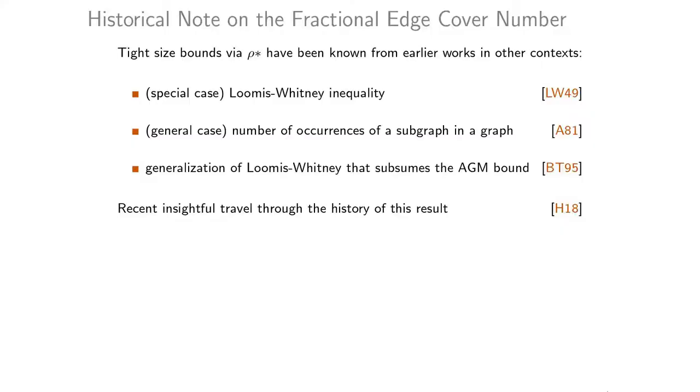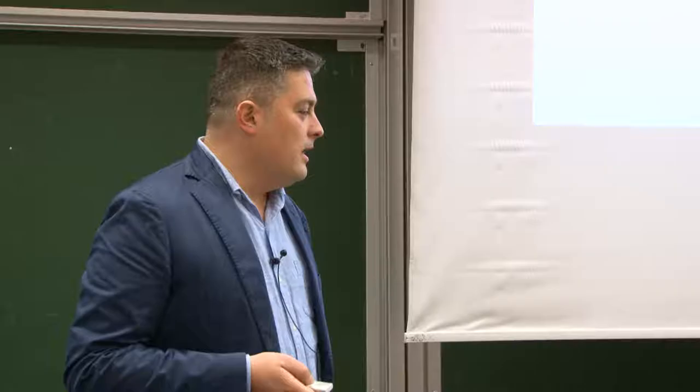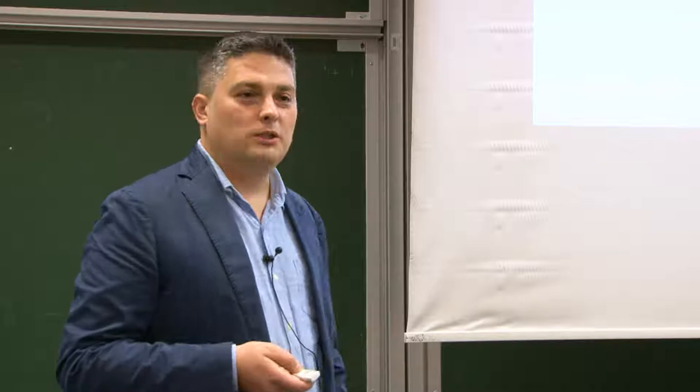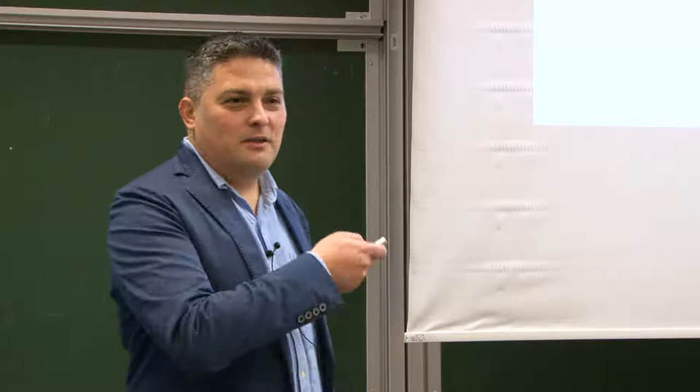I'll show you a way to do this better by means of so-called factorization, which should come in a couple of slides. But before that, a historical note on the fractional edge cover number. Tight size bounds via this rho star parameter have been known from earlier works in other contexts. For instance, in 1949, Loomis and Whitney had a paper on the famous Loomis-Whitney inequality. And there is a challenge for you in the quiz: I design a Loomis-Whitney query, and I ask you to compute the rho star for it.